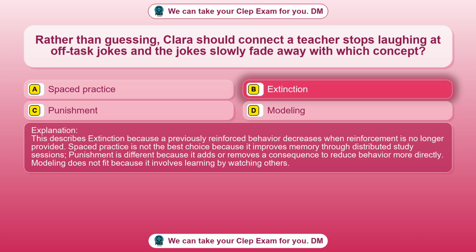Spaced practice is not the best choice because it improves memory through distributed study sessions. Punishment is different because it adds or removes a consequence to reduce behavior more directly. Modeling does not fit because it involves learning by watching others.